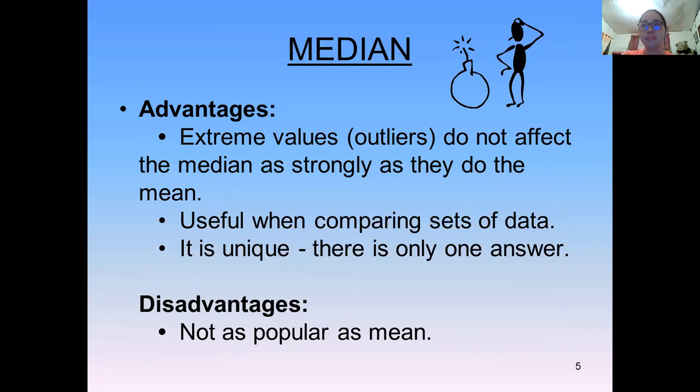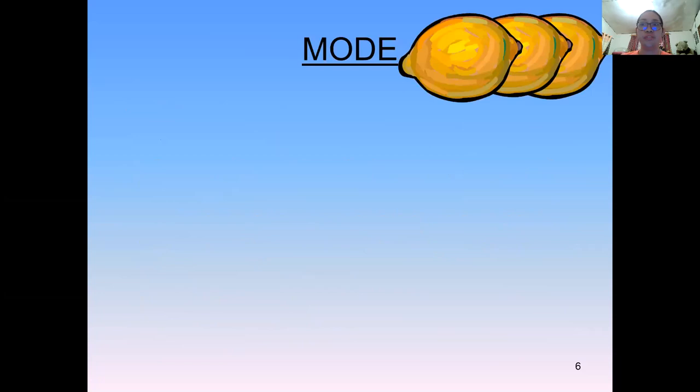Yes, everything in our world, we commonly use the mean instead of the median, correct? But make sure that you know when and where to use the mean and when and where to use the median. Another measure of central tendency is the mode.